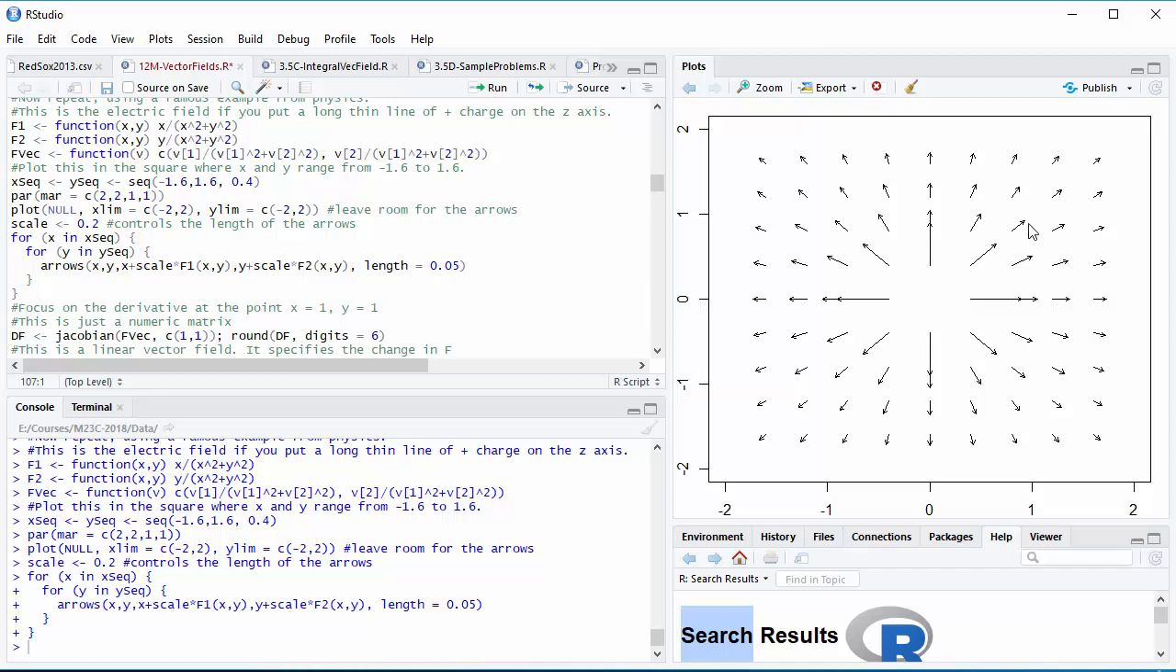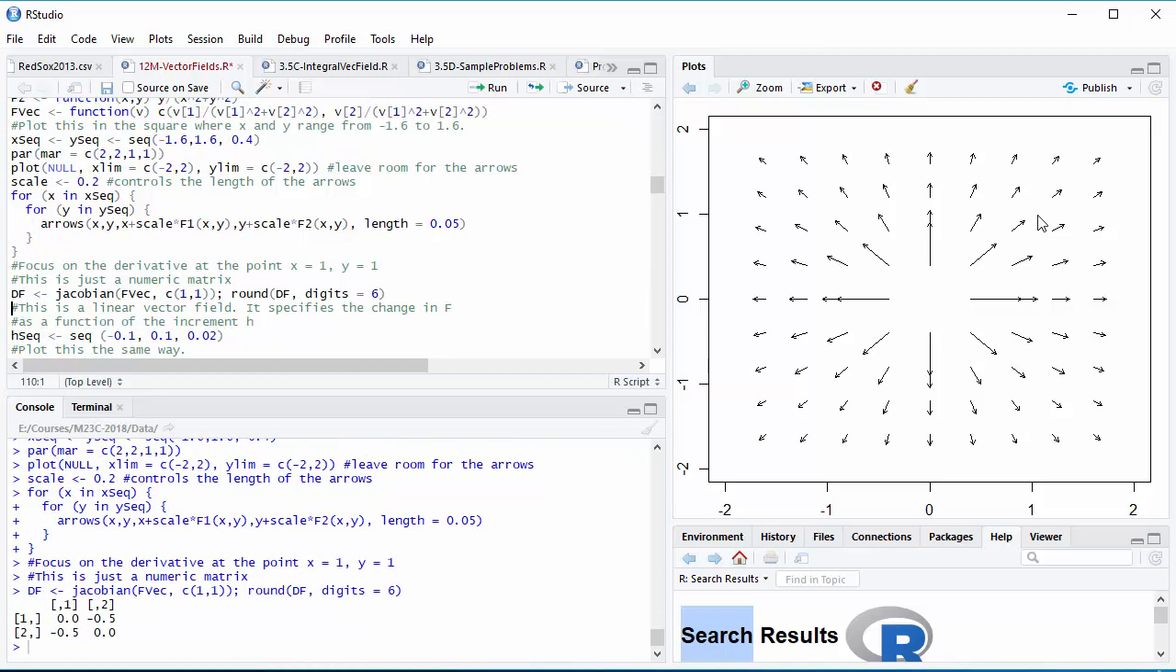Let's focus on the derivative right here, where x equals 1 and y equals 1. What happens to this electric field as I move along a small increment vector from that point? Well, the matrix that answers that question is the Jacobian matrix, and having defined my function so that it takes a 2-component vector as its argument and returns a 2-component vector, I can call the library function Jacobian and get it to print out the Jacobian matrix. Here it is.